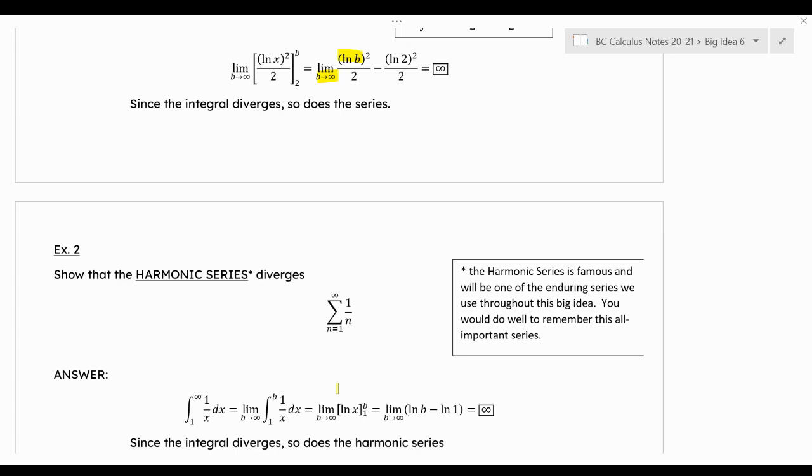Just 1 over n from 1 to infinity. Now we can tie that to the function 1 over x. As we integrate 1 over x from 1 to infinity, we can see that that is going to eventually be infinite. It's going to diverge, right? Because log of b trends off to infinity. So that says that the integral, the area under the curve from 1 to infinity of 1 over x, is infinite. Therefore, the infinite series, the harmonic series, is divergent.